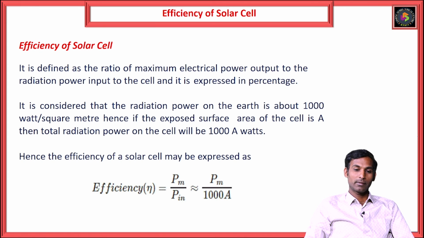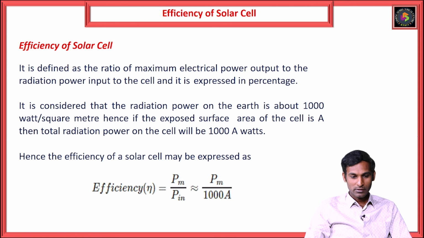The efficiency of the solar cell is very important for the solar cell. Now we have to see the monocrystalline material, polycrystalline material, and amorphous material. The efficiency of the monocrystalline material is nearly 15 to 17%. It is defined as the ratio of the maximum electrical power output to the radiation power input to the cell. It is expressed in terms of percentage.